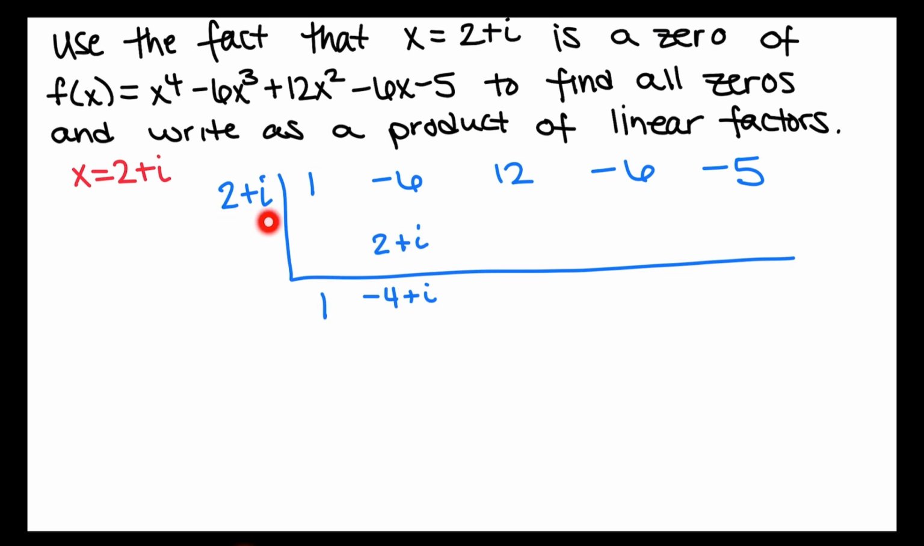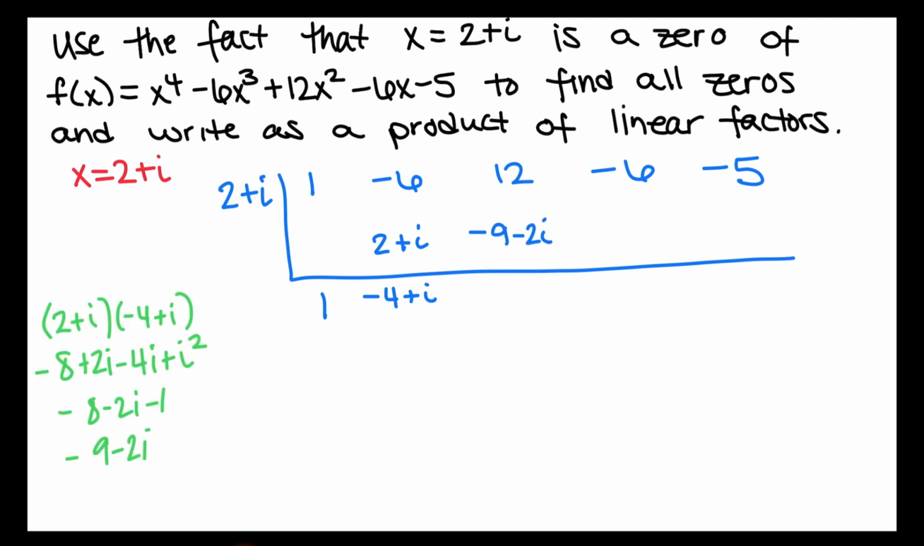1 times 2 plus i is 2 plus i. Now when I add, notice you can only add the real parts and then the imaginary parts. So minus 6 plus 2 is minus 4, and then I still have this plus i. Now I have to multiply. I have to take minus 4 plus i times 2 plus i. I'm going to have to use FOIL on that.